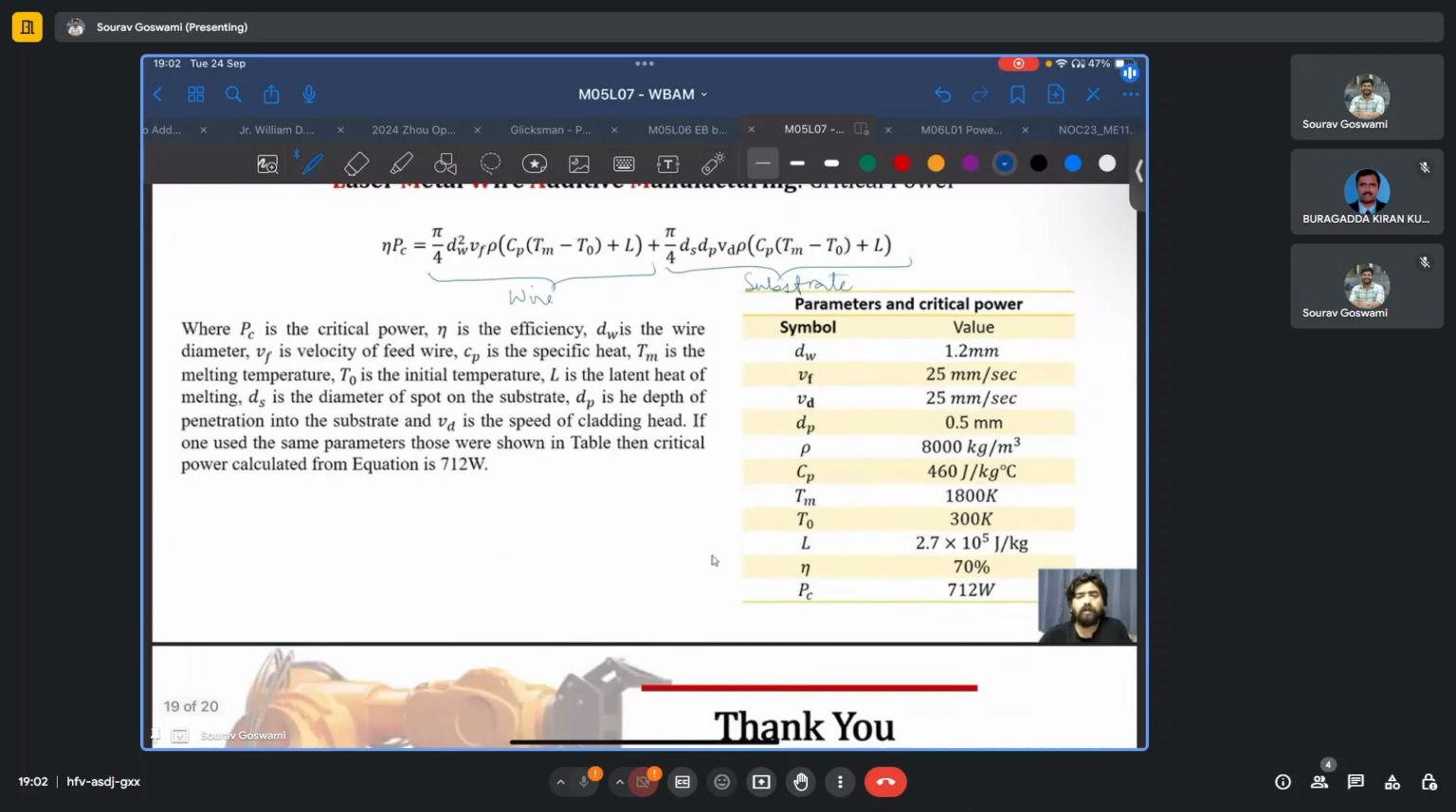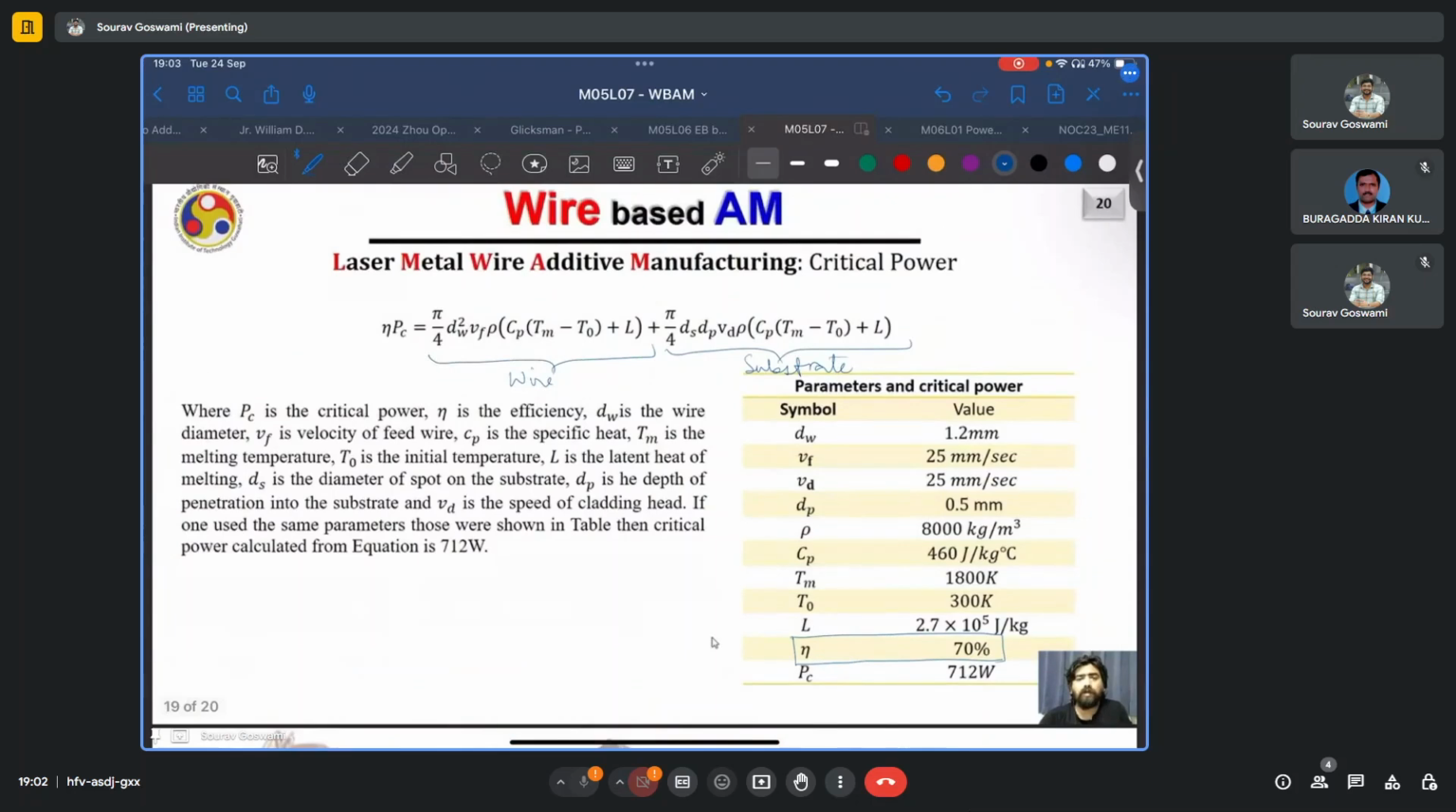Also, very interestingly, a typical number for the efficiency of laser absorption is given as 70%. This is a function of both the material property, that is the material, the temperature at which we are working, and the wavelength of the laser. So the absorptivity and reflectivity will change with the wavelength, as well as with the surface finish, as well as with the temperature. So with increasing temperature, typically for the same wavelength, the absorptivity increases.